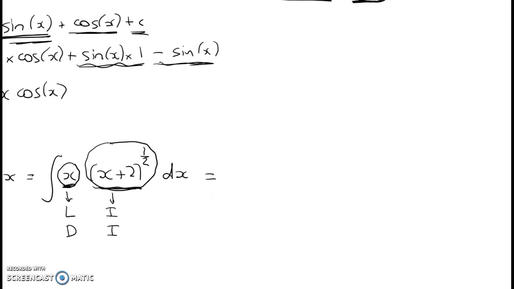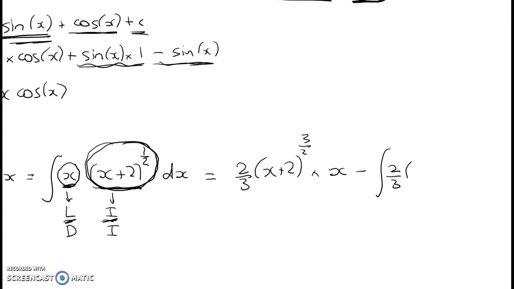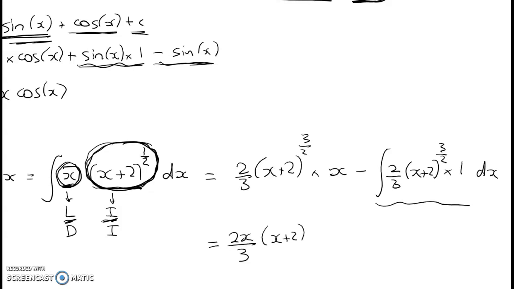So this equals, integrate this. Integrating this will give me 2/3 of x plus 2 to the 3/2 times, leave the x alone, right? So that's integrate and leave, minus the integral of this. So I'm integrating this, and this time I'm differentiating this. And you can see that we're getting an easier integral to work with here. So cleaning this up, we get 2x on 3 times x plus 2 to the 3/2 minus, well, let's see what's going to happen here.